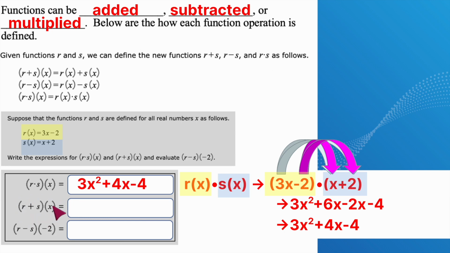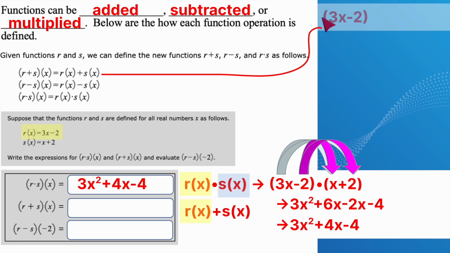Now it's asking me to use addition, so I'm going to do that up here. I'm going to separate them out again using this rule, so that I can see it's r of x plus s of x. Up here, you can see my line following up here. r of x is still 3x minus 2, and s of x is still x plus 2, but now instead of a multiplication between them, I have a plus sign between them. So I'm not going to distribute like I did on this one, because that's a multiplication deal. On this one, I'm just going to add like terms.